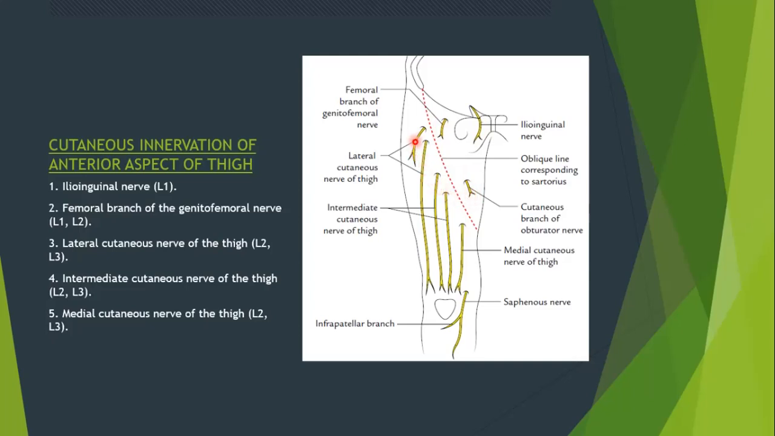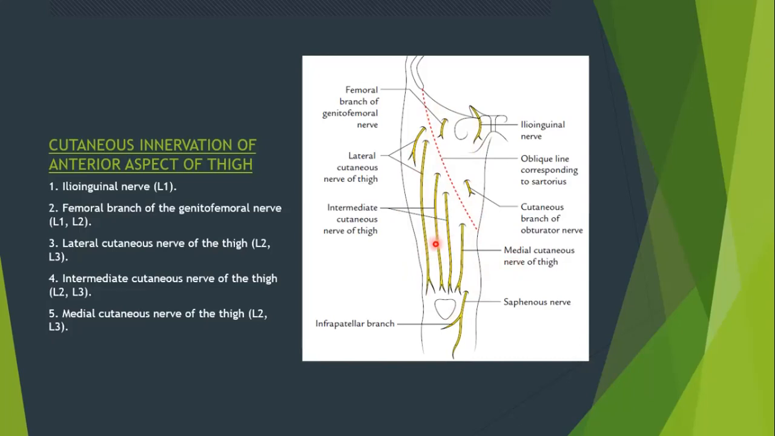Then here you have the lateral femoral cutaneous nerve, or the lateral cutaneous nerve of the thigh, L2, L3. Then here we have the intermediate and medial cutaneous nerve of the thigh, which are branches from the anterior division of the femoral nerve. So this summarizes the cutaneous innervation of the anterior aspect of the thigh.